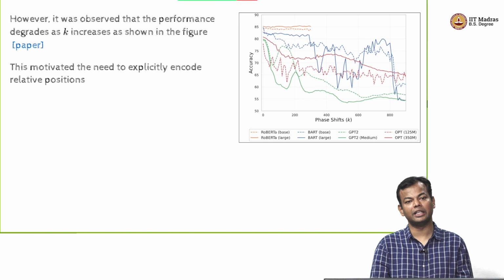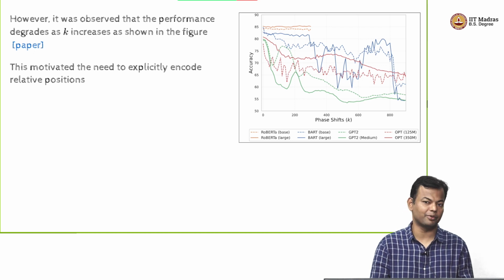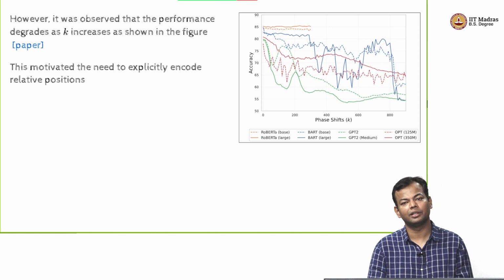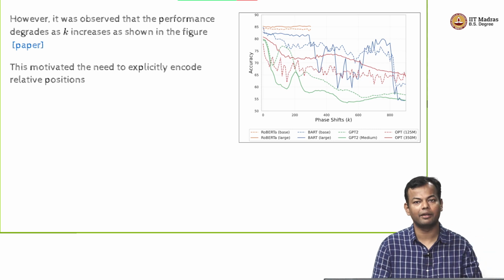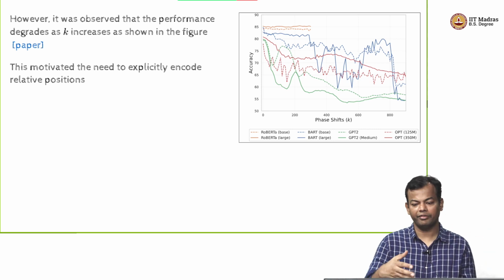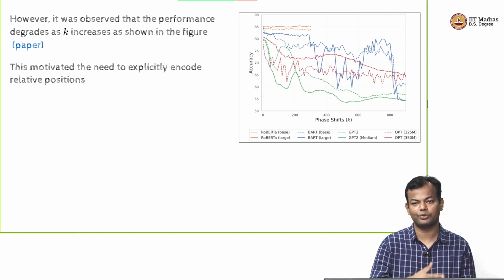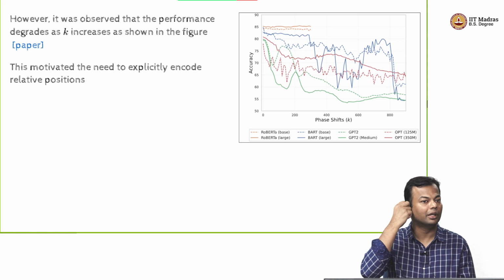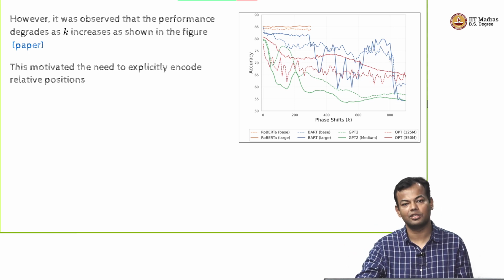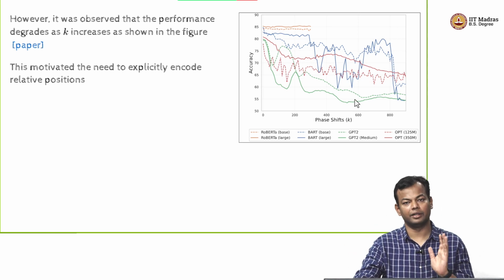And this motivated the need to explicitly encode relative positions, because the claim that, hey, absolute position embeddings also look at relative positions was proven wrong, at least by this empirical study, right, which shows that if you just manipulate the position, then the outputs change, which means it does not really have a notion of relative positions, right?